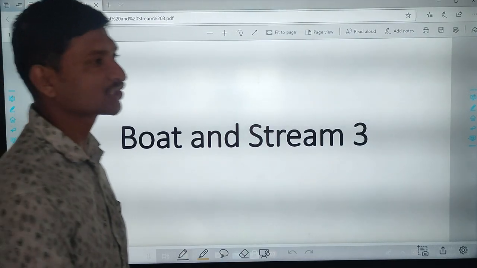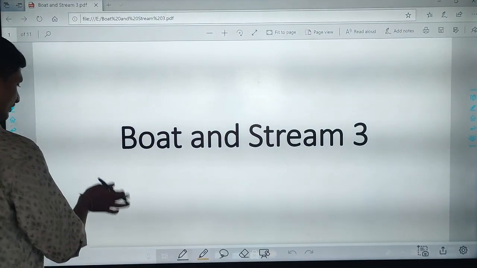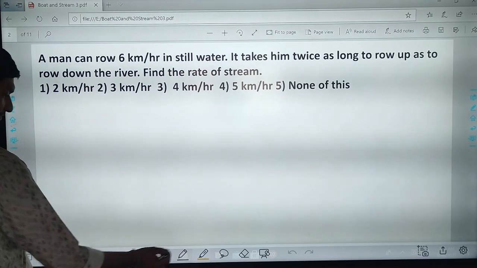Today we discuss the topic of boat and stream. Now we see the examples here.